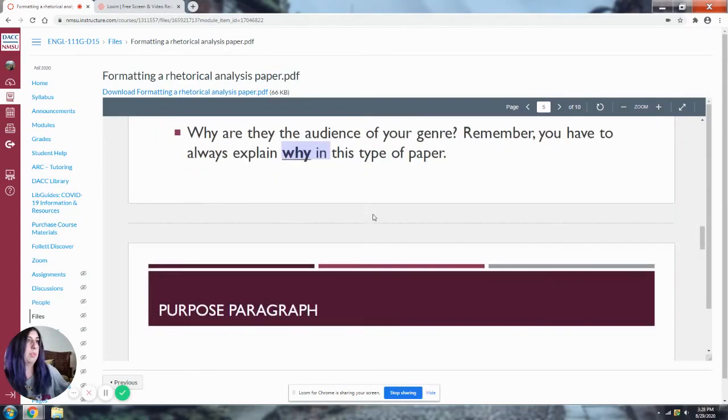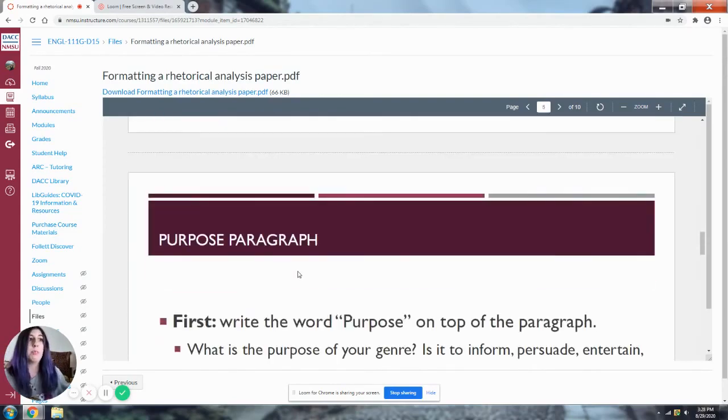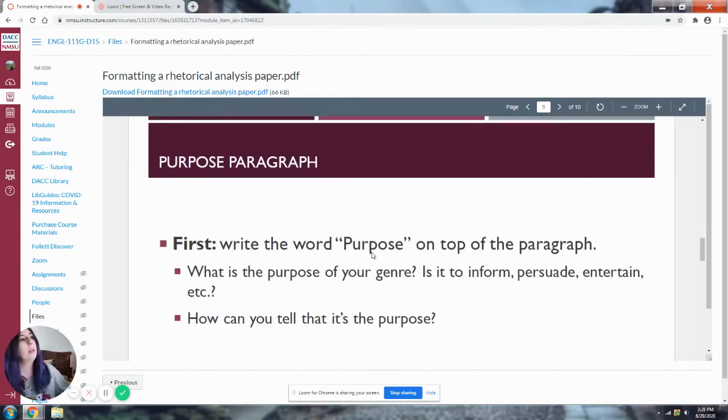So let's move on to the purpose. Purpose paragraph. Sometimes students combine audience and purpose together into one paragraph section. That's fine too. Again, move on and write the word purpose at the top of the paragraph as the new section heading, or make sure you have that topic sentence that explains purpose first so that the audience knows the rest of that paragraph is analyzing purpose.